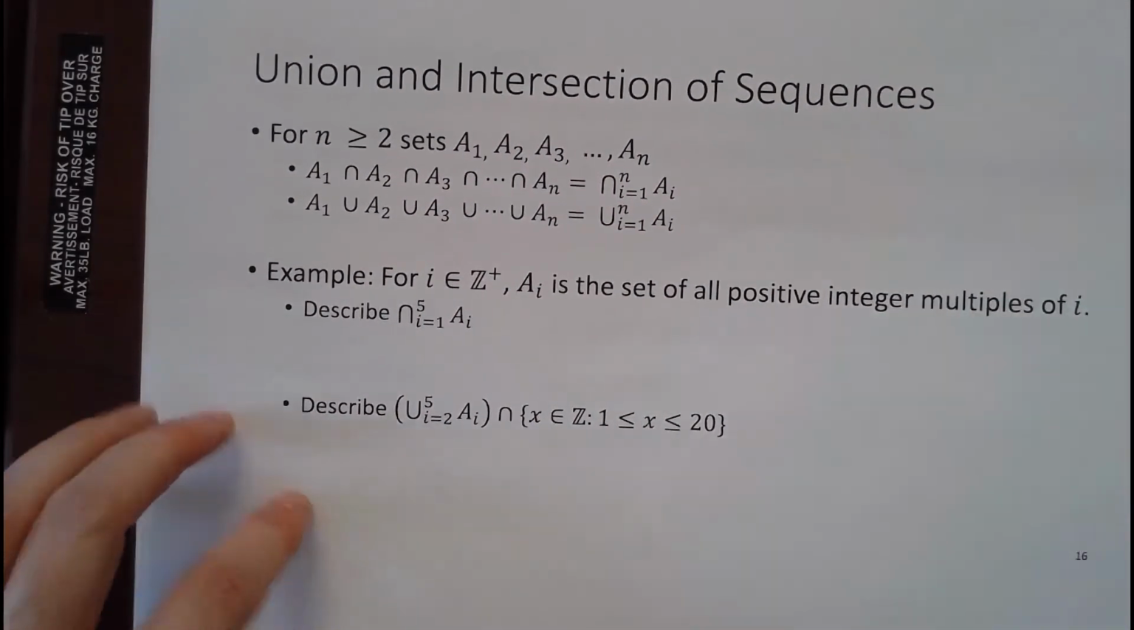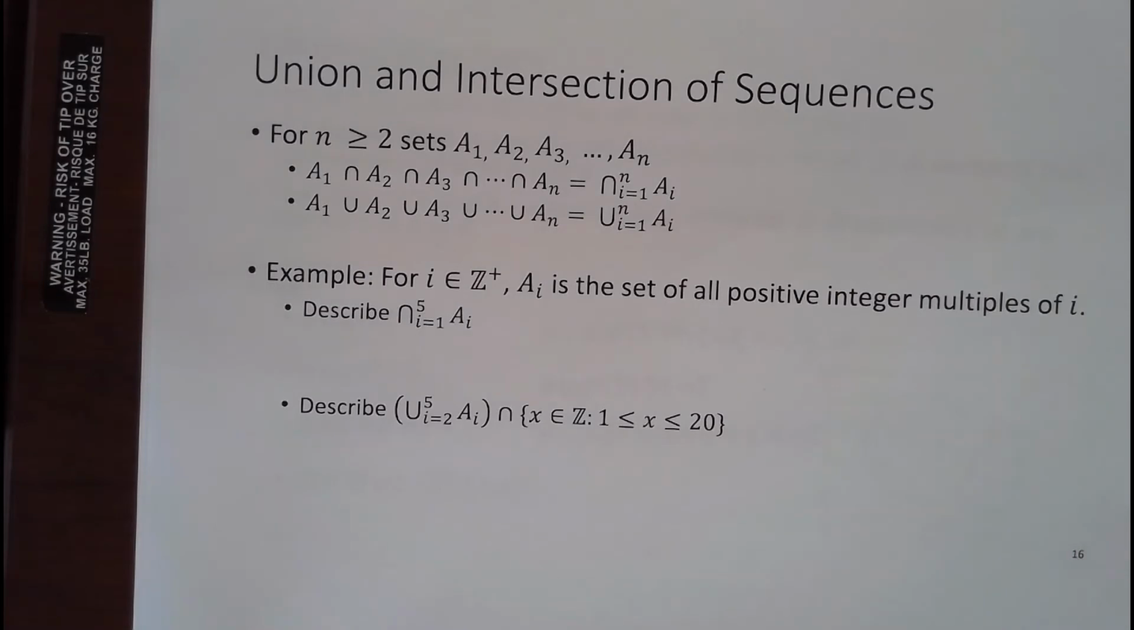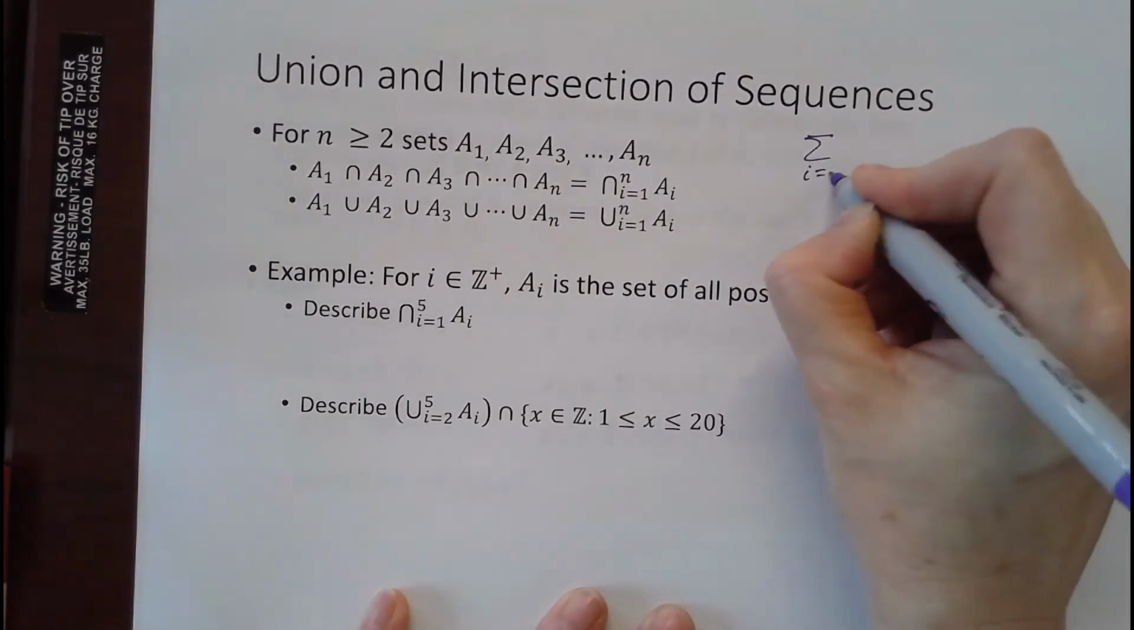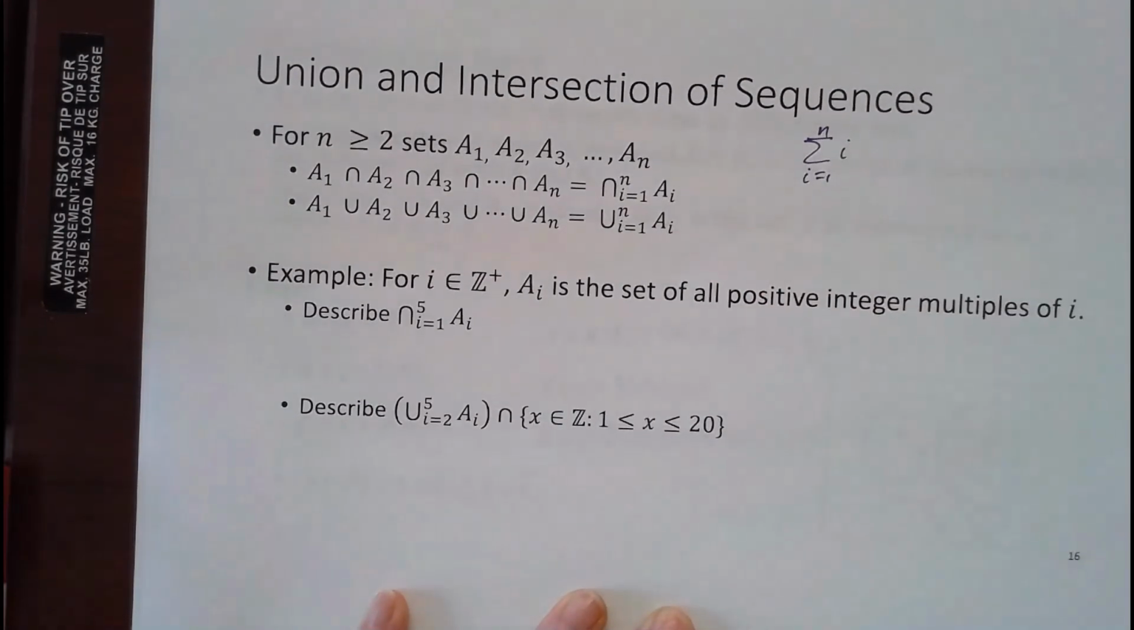So far, all of those are just unions or intersections of maybe two or three sets. But what if you want to do a whole bunch of sets and intersect a whole bunch of them, or do a union of a whole bunch of them? Well, we have special notation. And this notation should look very familiar. It's like if you had the sum from i equals 1 to n of i or something like that. So you guys are familiar with summation notation.